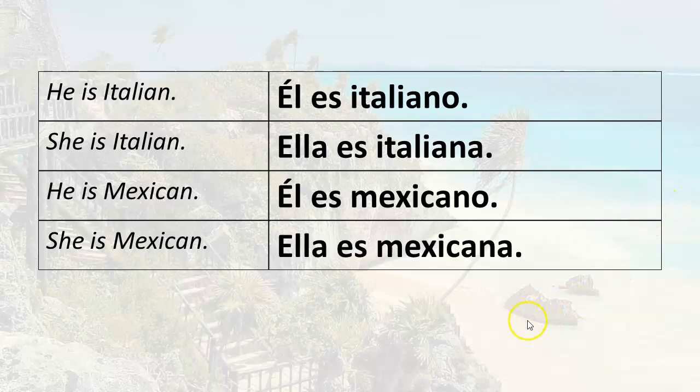One important thing to note is that adjectives of nationality are not capitalized in Spanish. They are in English, but not in Spanish. It's a different language and it has its own rules.